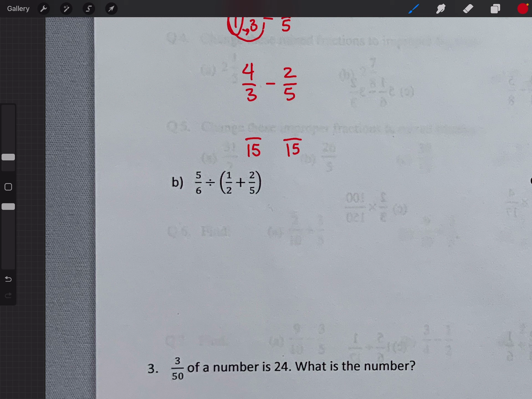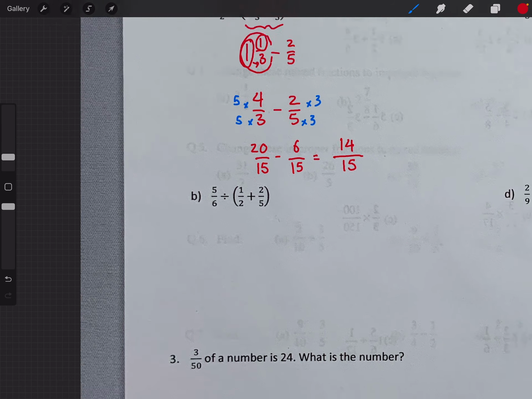Alright, so let me see. To do 15, I must multiply this one by 5 and times this top number by 5 as well. Now to get the other one to 15, I must multiply by 3, and if I times the bottom by 3, I must times the top by 3 as well. So now you're gonna get 5 times 4, that's 20, and 2 times 3, that's 6. So now you have this. So this bottom number is also 15 because they're both 15. Now 20 minus 6 is 14, and the answer is 14 over 15.